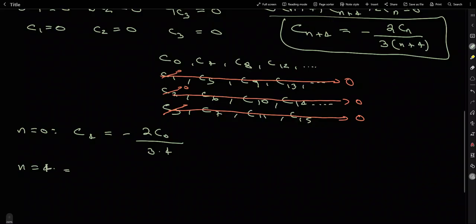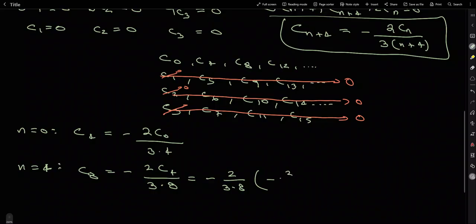And then for n equals 4, that's c sub 4 plus 4, which is c sub 8, equals negative 2 times c sub 4 over 3 times 4 plus 4, which is 8. But using the recurrence, c sub 4 should be written in terms of c sub 0. That is negative 2 over 3 times 8, and by the way, do not reduce the 2 with the 8 over here, times c sub 4, which in this case is negative 2 over 3 times 4 times c sub 0.